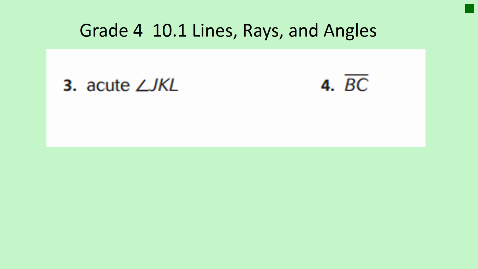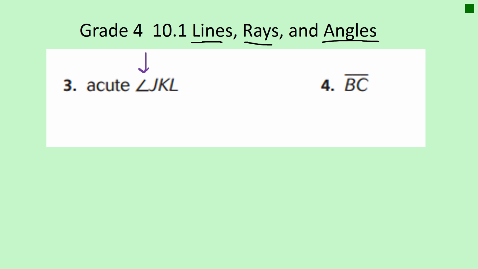Hello, boys and girls. We are on chapter 10, lesson 1, and this lesson is about lines, rays, and angles. So we are getting into some geometry, aren't we, guys? All right, now on number 3 and 4 here, I have cut the directions off, but I'm going to read them to you. It says, draw and label an example of the figure. Okay? So there are a lot of symbols and vocabulary words in this chapter.